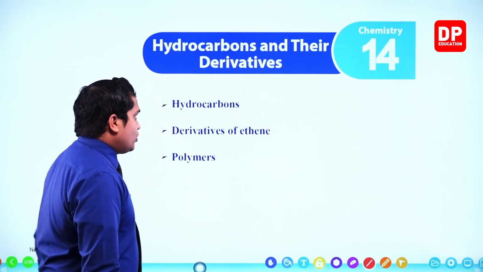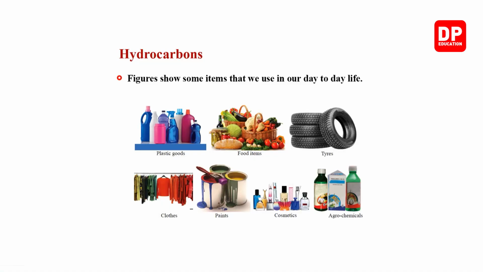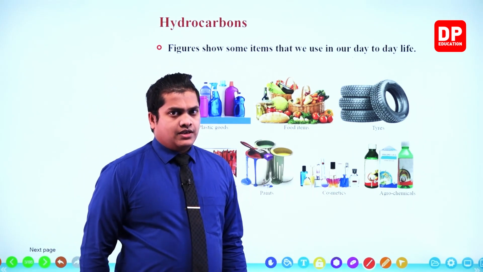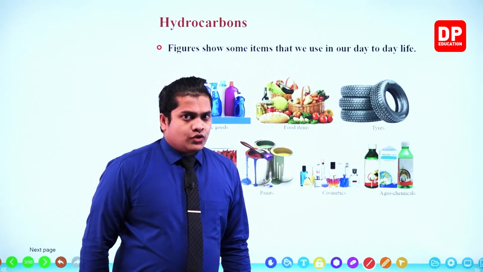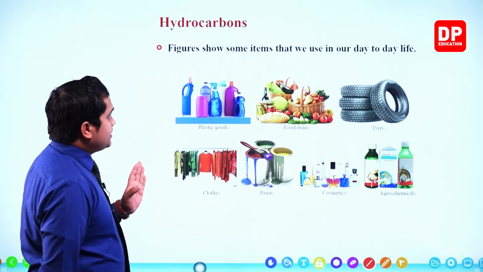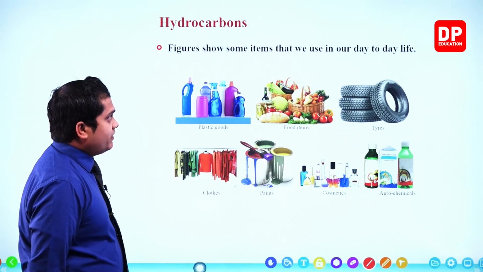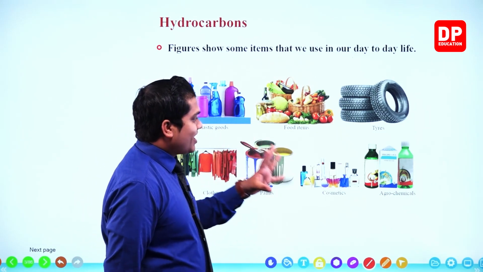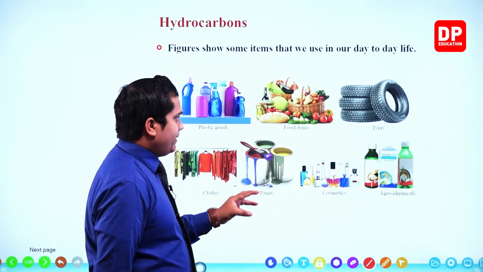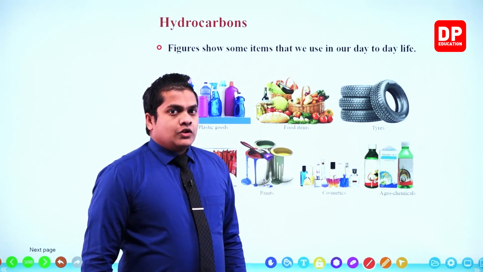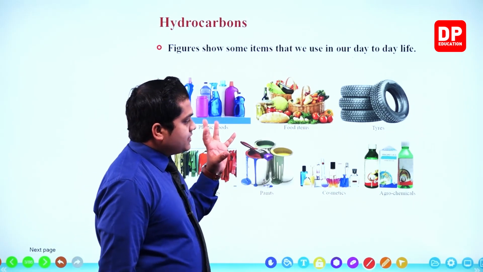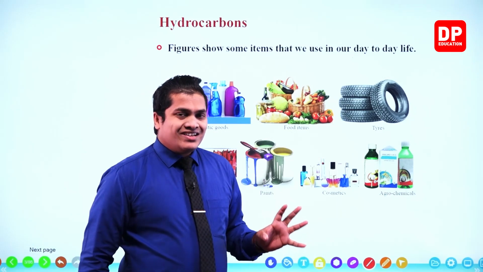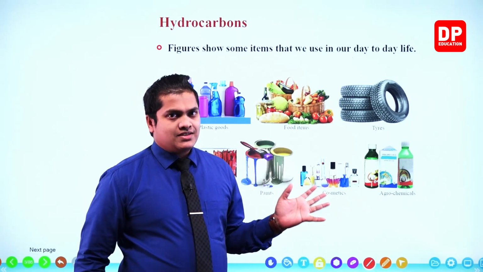So my dear children, let's move on to observe the first and foremost topic. Within this topic, we are going to identify what kind of thing a hydrocarbon is. You are given figures that show some items that we use in our day-to-day life. Here you can observe plastic goods, clothes, food items, tires, agrochemicals, cosmetics and paints. There are different kinds of substances here. All of these substances, my dear children, contain a main item. That item is carbon.